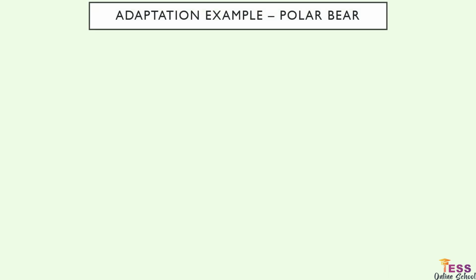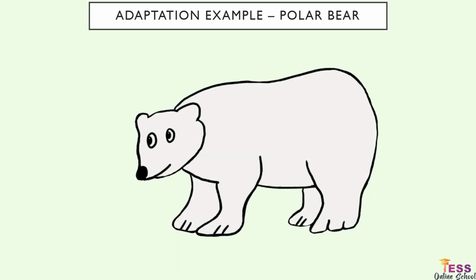Now let's look at an example of adaptation within polar bears. Remember that there are 3 different types of adaptations, including structural, behavioral, and functional adaptations. Let's identify each of these within the polar bear.